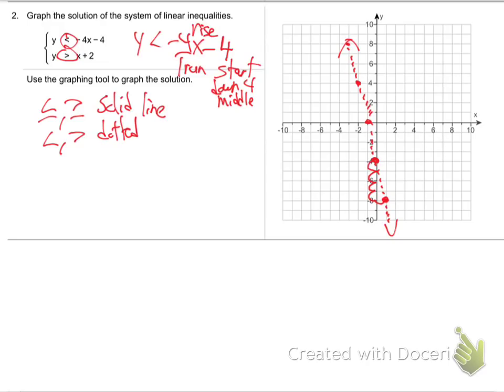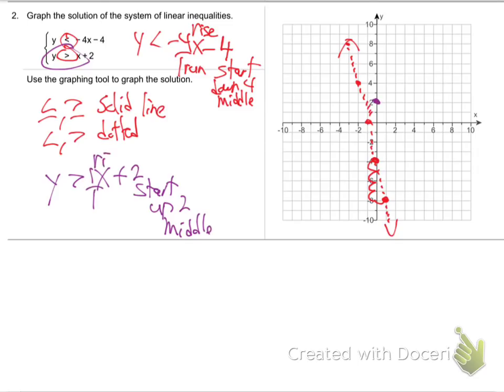Okay, so now let's grab the second equation, y greater than x plus 2. We start up 2 in the middle, right there, and then 1 over 1, rise over run, the slope. Go up 1 over 1, right there, dotted line.